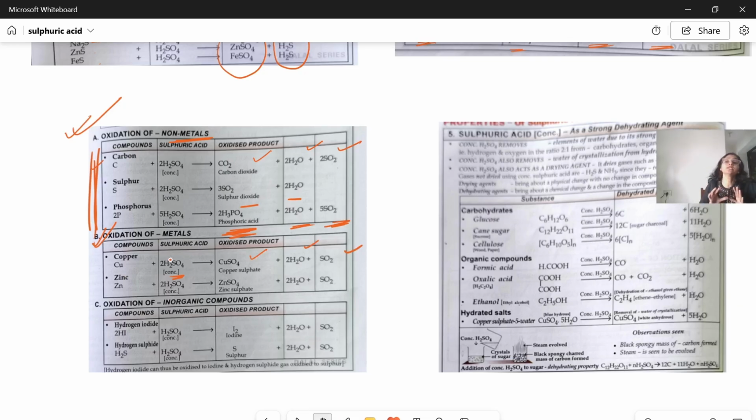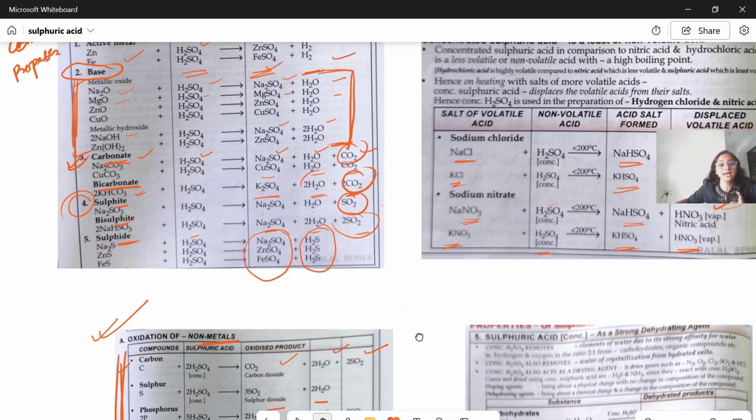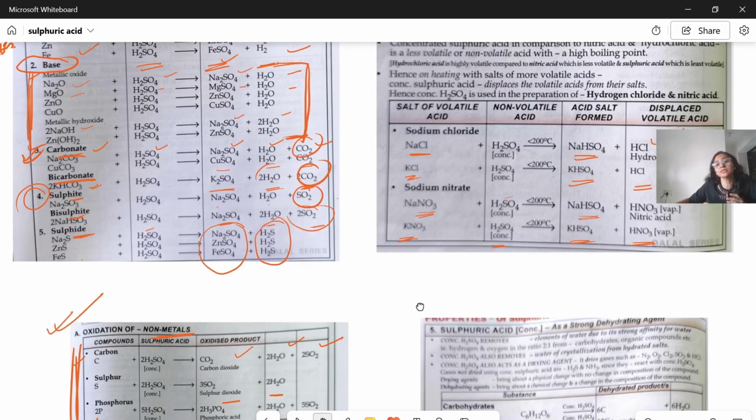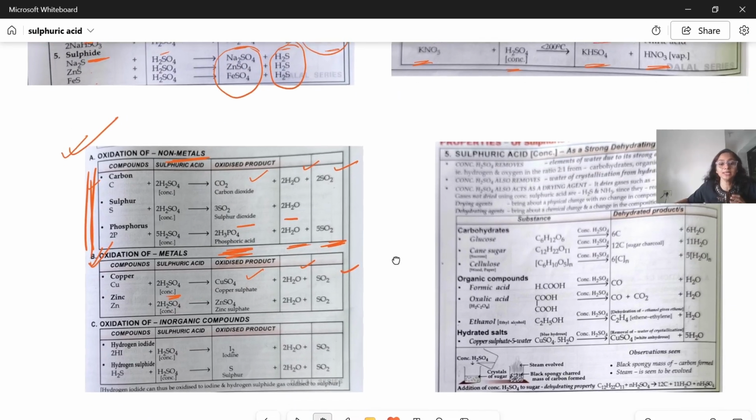So we are studying the different properties of sulfuric acid. We have seen the general properties of sulfuric acid as an acid. Then we have seen that, being a less volatile acid, how it displaces the salts of volatile acids and forms the volatile acid. Then oxidation of non-metals: carbon, sulfur, phosphorus. How? In the case of carbon you get carbon dioxide, sulfur dioxide, water. In the case of sulfur you get sulfur dioxide and water. And with phosphorus you get phosphoric acid, water and sulfur dioxide.